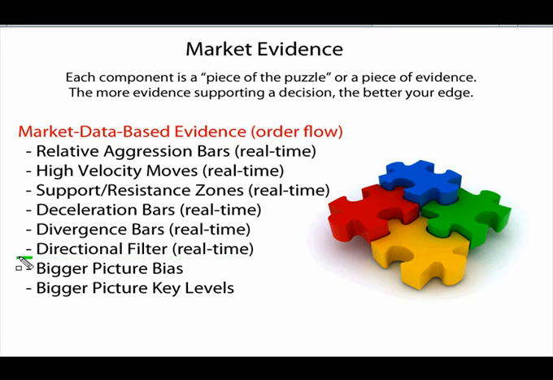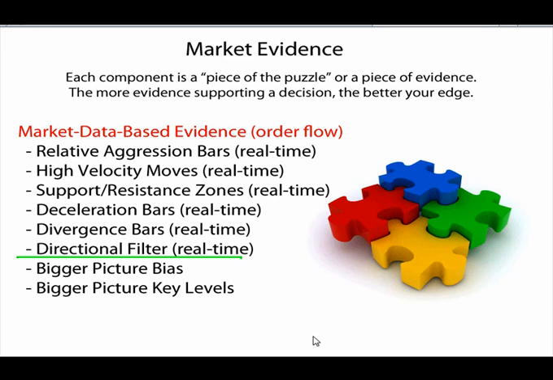We also like to look at what we call a bigger picture bias and bigger picture key levels. That's the same idea, except instead of looking at the bias in the immediate term, we want to see what the bias has been over the past couple of days and past few weeks. Clearly in the E-mini S&P, as we're going near all-time highs day after day, the bias is pretty clearly up.